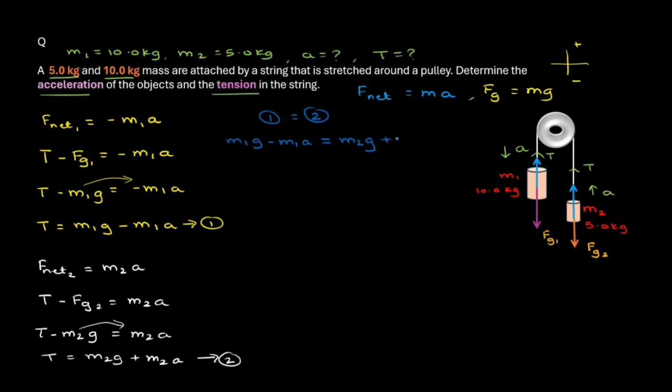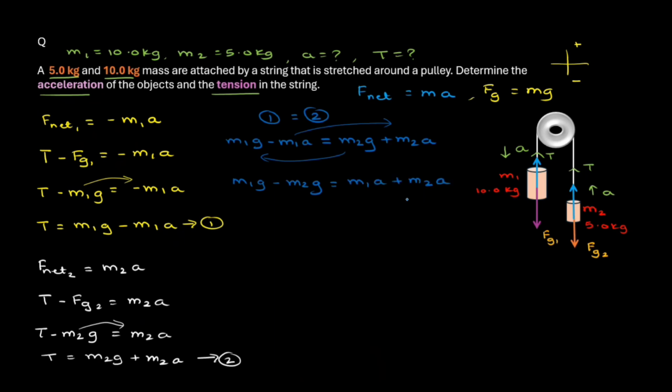m2g plus m2a. Then move all the terms with a together and all the terms with g together. So I will move m1a here and m2g on this side. So we rewrite this expression m1g. When you move m2g to the other side, it becomes negative m2g. And when you move negative m1a to the other side, it becomes positive m1a plus m2a.